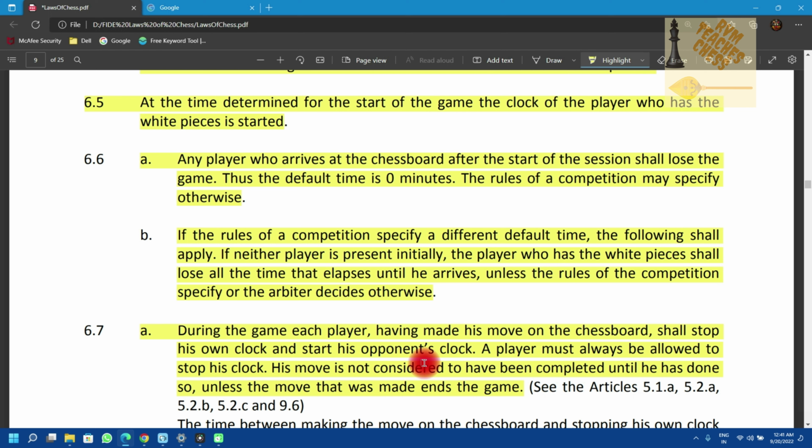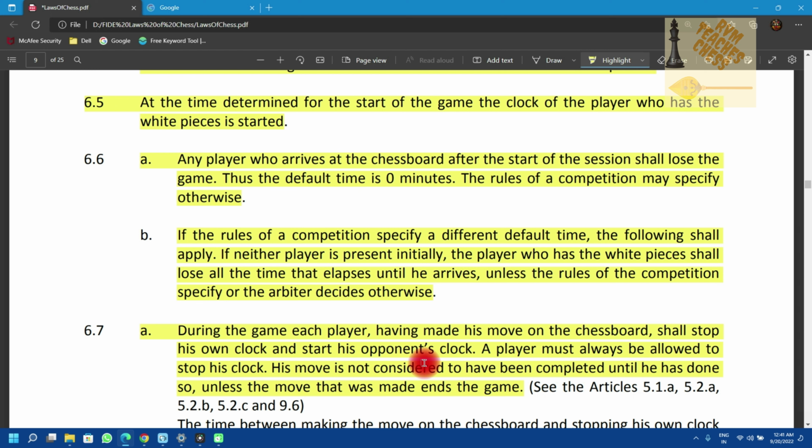Okay, during the game, each player having made his move on the chessboard shall stop his own clock and start his opponent's clock. A player must always be allowed to stop his clock. His move is not considered to have been completed until he has done so, unless the move that was made ends the game. Which means that once you have made a move, it is your duty to press your side of the clock. And your move is said to be completed only after you press the clock. In case you forget it and run out of time, then it's your mistake, and the opponent will not remind you. He will never remind you. It's not his duty to remind you that you have not pressed your clock. So don't expect your opponent to remind you.